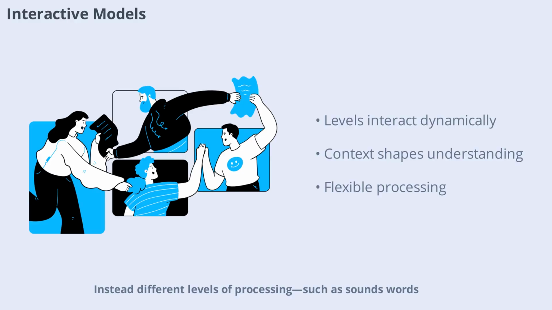Interactive models argue that language processing is not a one-way street. Instead, different levels of processing, such as sounds, words, and meanings, interact with each other. For example, our understanding of a sentence can influence how we hear individual words and vice versa. These models highlight the dynamic and flexible nature of language processing, showing that context and prior knowledge play a big role in how we interpret language in real time.